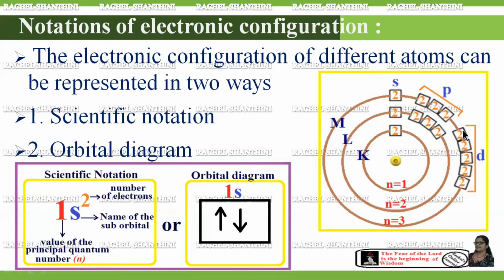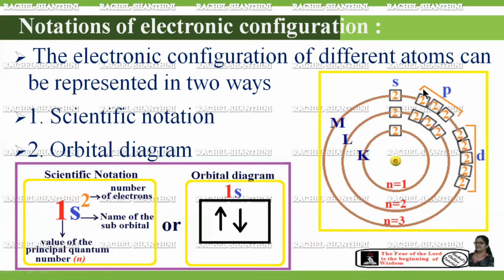Coming to d orbital, it has how many subshells? 5. So 5 into 2, on the whole, how many electrons will be there in d orbital? 10. So to represent the number of electrons present in the subshell, it is depicted as the superscript. To represent the number of electrons present in s orbital, we have to write 2 in the superscript of small s.